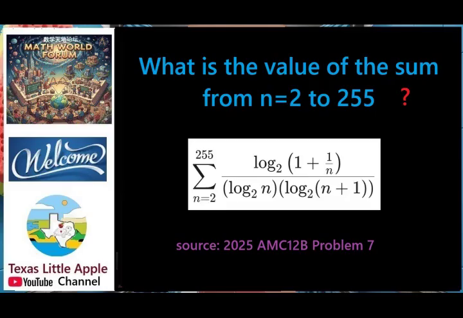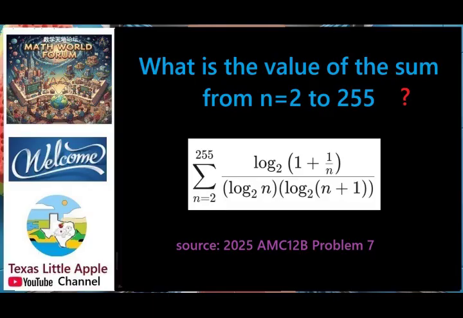Now let's take a look at a logarithm problem shown on the screen. It comes from problem 7 on this year's AMC 12B. We're asked to evaluate a sum from k equals 2 all the way to 255. So how should we approach it? Let's think about it for a moment. Let us have a look at the solution step by step.